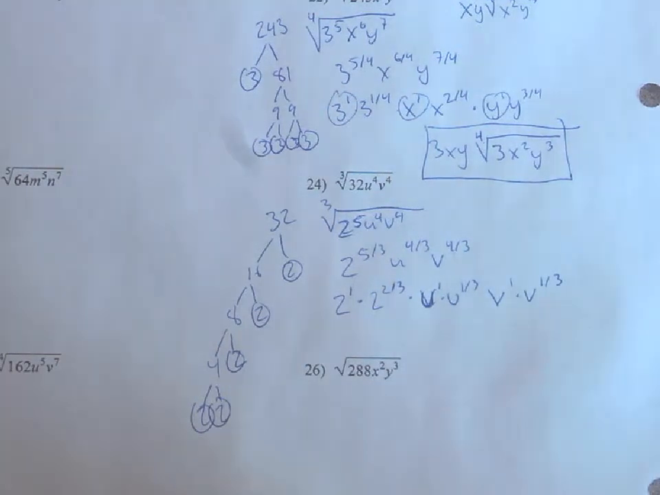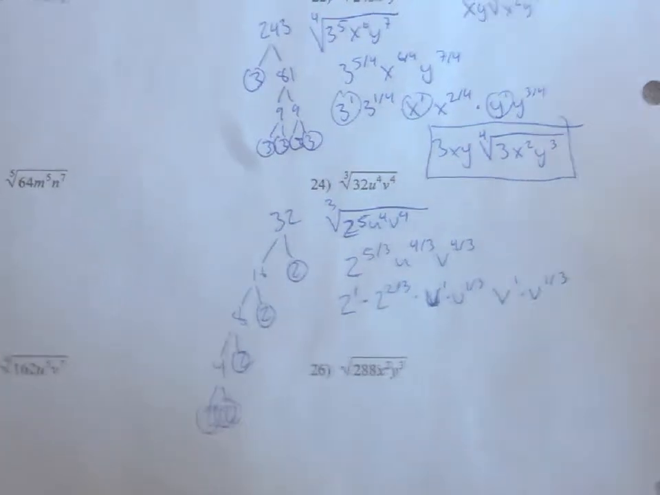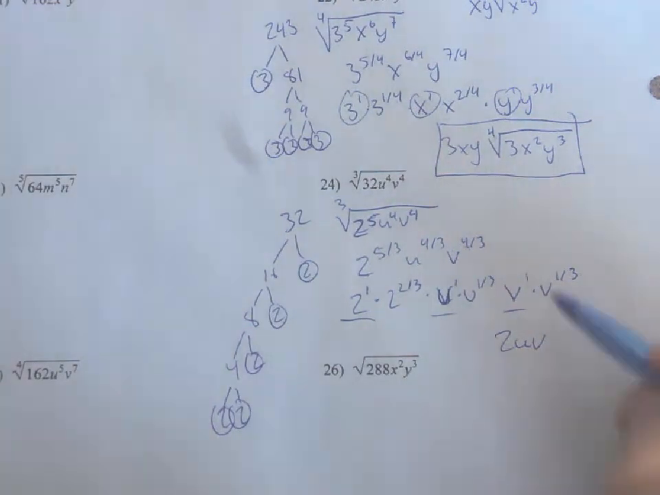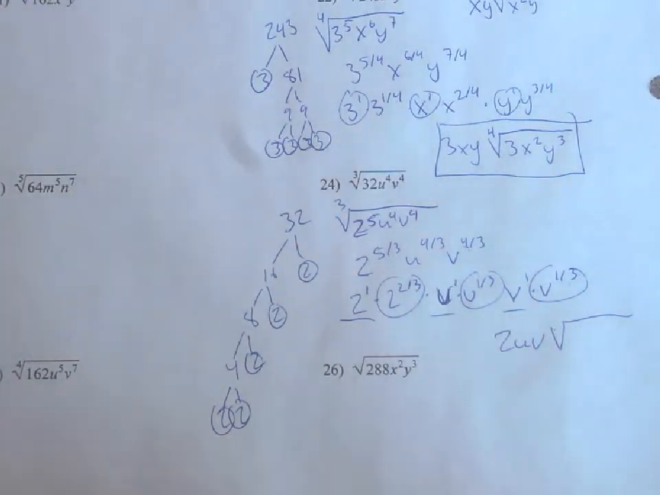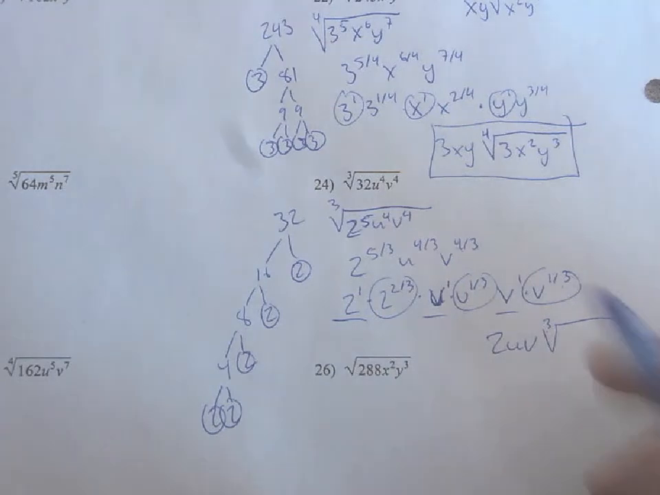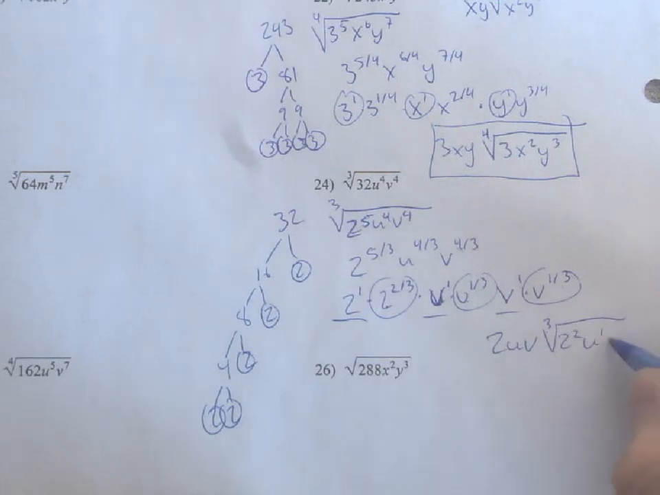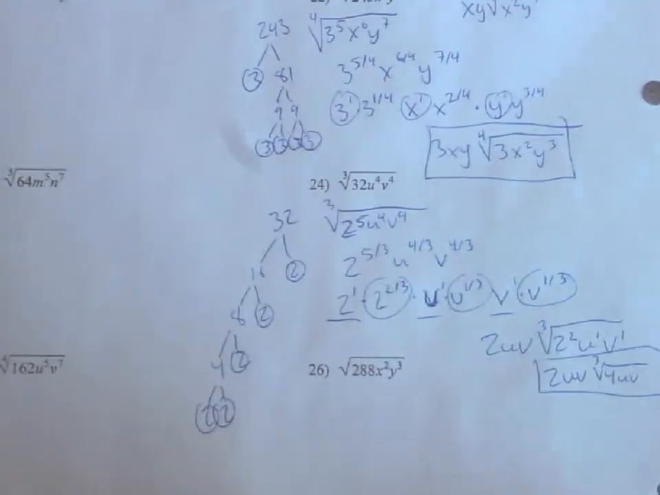Again, just to explain it a different way, 3 goes into 4 one time, but there's an extra 1/3 left over. So I got a 2, I got a u, I got a v on the outside. Those are just regular factors. What's left over with fractions are these things, and they all have denominator 3, which means that my final root here is going to be a third root. And what's left is a 2 to the 2, a u to the 1, and a v to the 1. And since 2 squared is 4, I'm just going to write that. So 2uv times the third root of 4uv. Just like that.